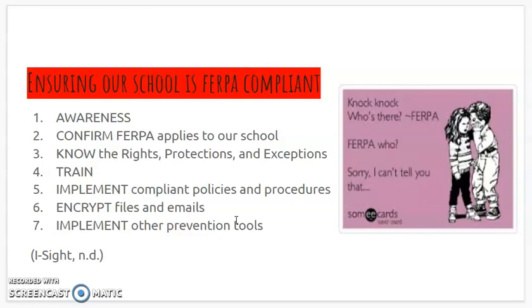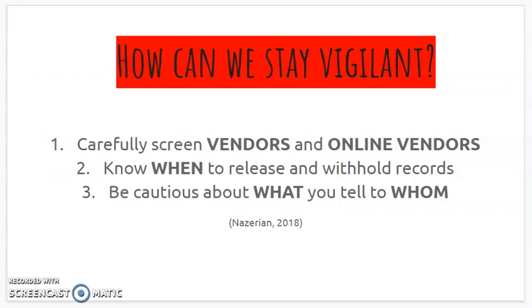And number 7, implementing other prevention tools. So just making sure that we have things in order before we make decisions on FERPA. And how can we stay vigilant? We can carefully screen vendors and online vendors, making sure that these third parties comply with FERPA. And then know when to release and withhold records, and be cautious about what you tell to whom. So before you share any information, please consult with administration and or our superintendent, or refer to our school board policy manual, and it will help you determine when, what, and to whom of what you're telling people, so we can stay in compliance with FERPA.